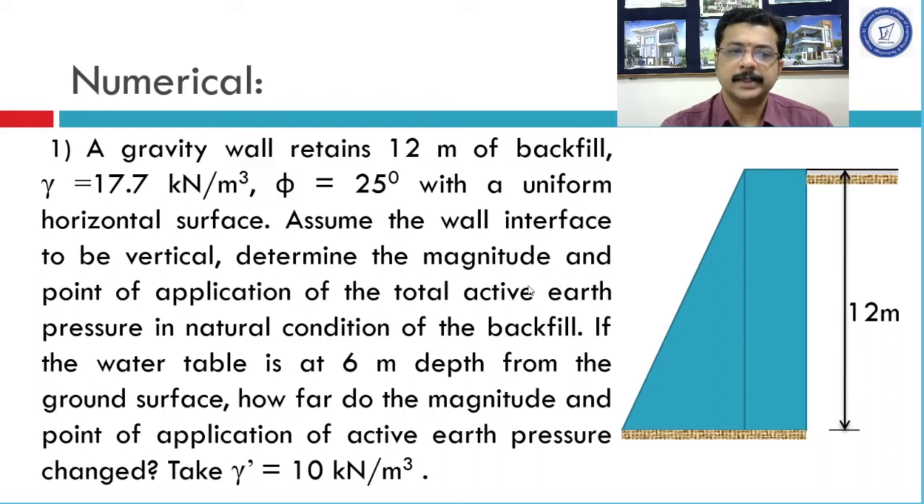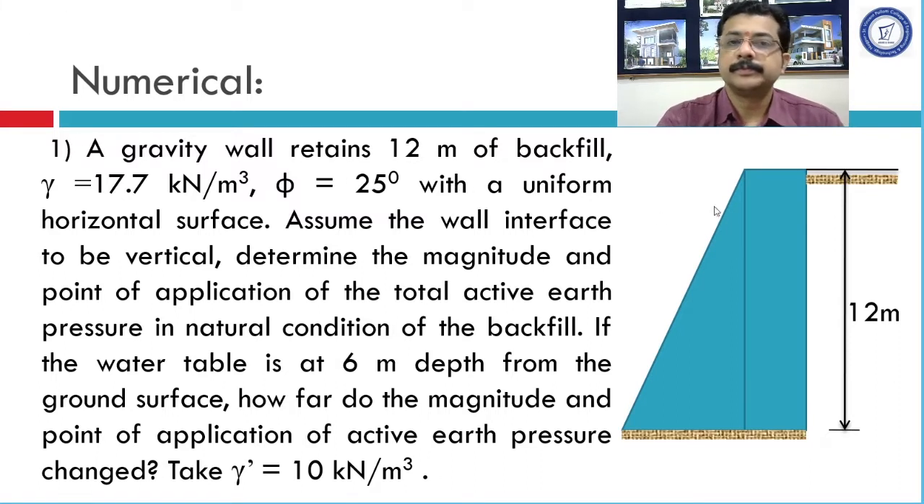Determine the magnitude and point of application of the total active earth pressure in natural condition of the backfill. If the water table is at 6 meter depth from the ground surface, how far do the magnitude and point of application of active earth pressure change? Take gamma submerged as 10 kilonewton per cubic meter.